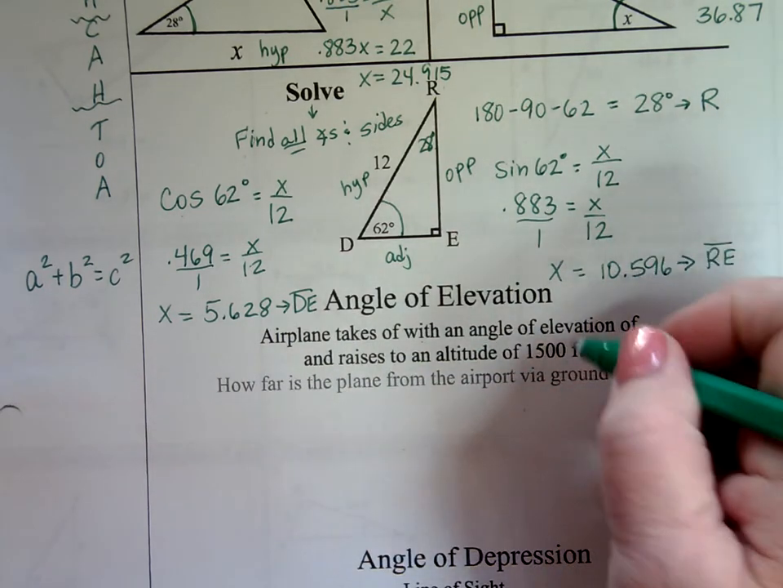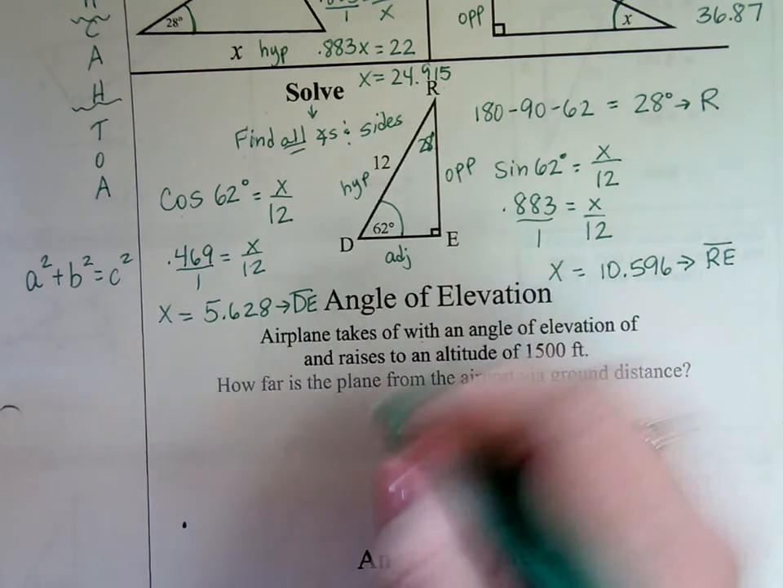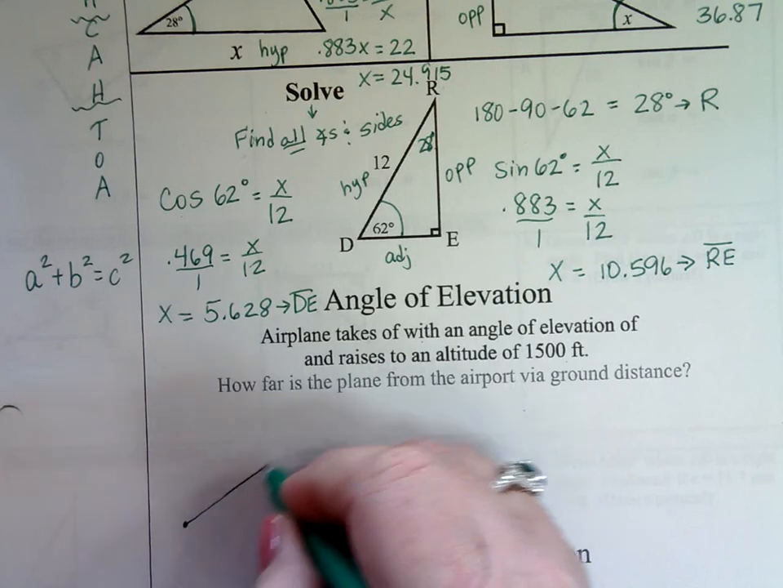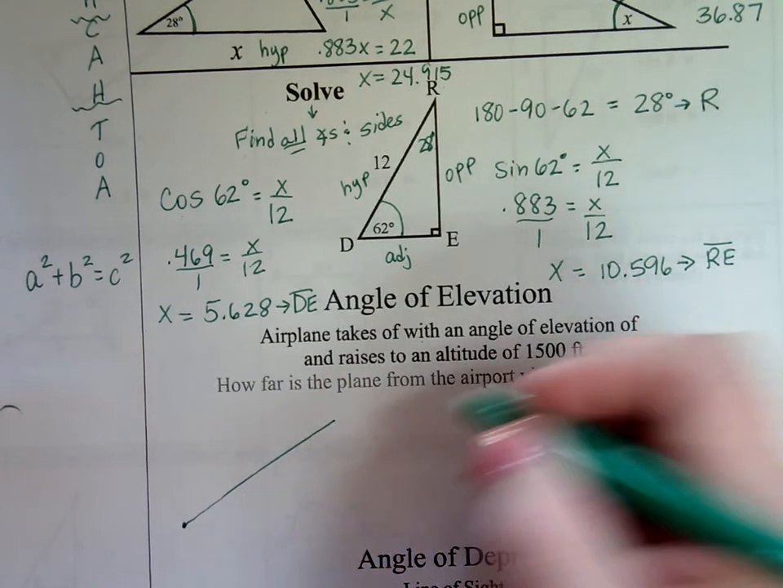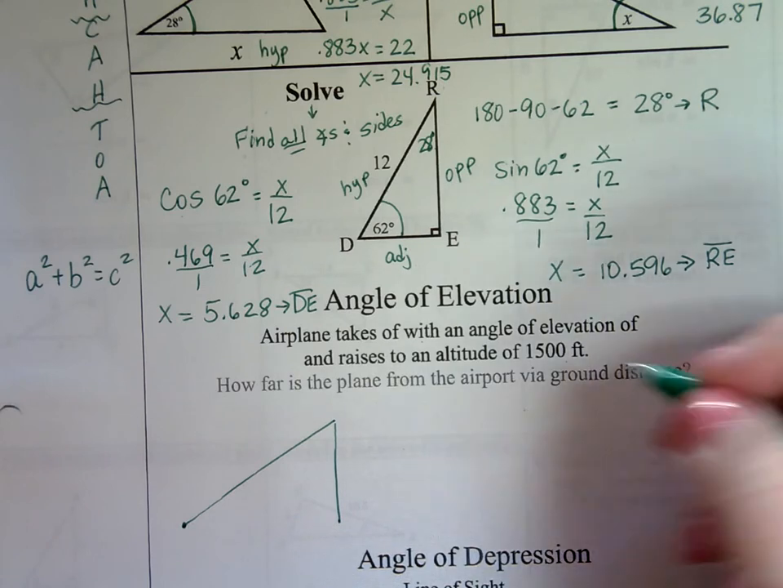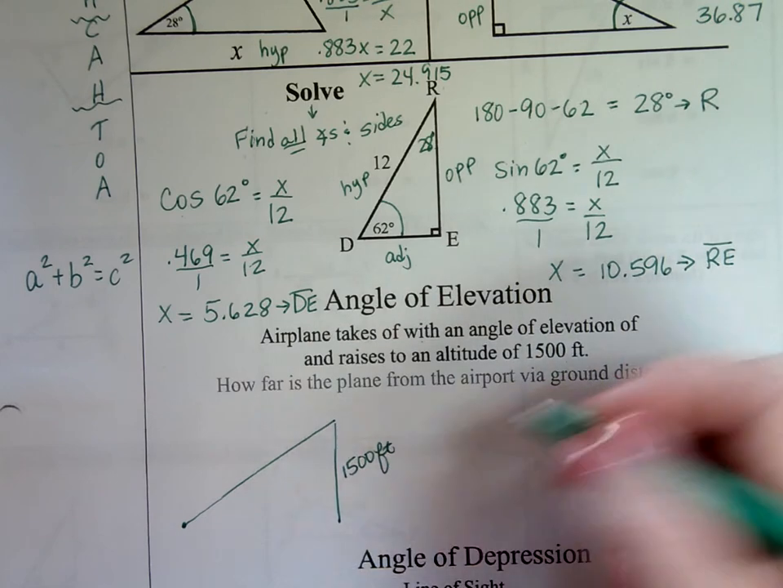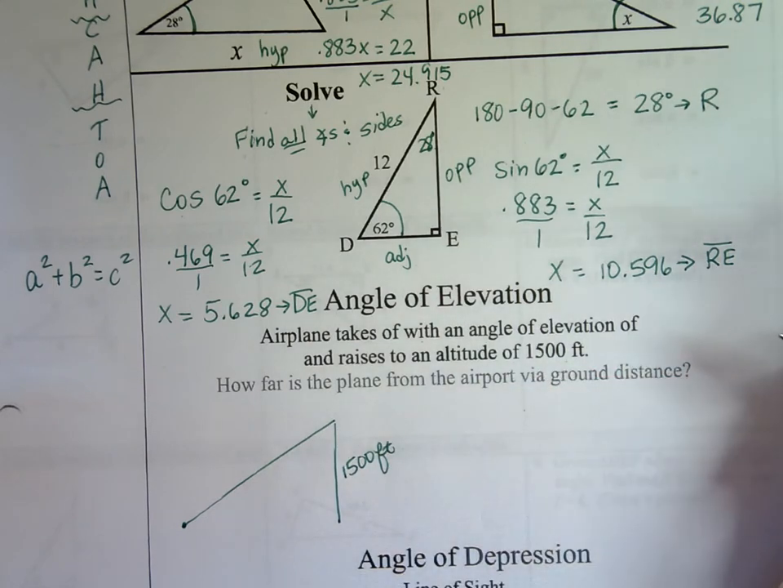If I were to do that, I'm at the ground here, right? The airplane takes off, goes in the air, gets to an altitude, that's the tallness of it, an altitude of 1,500 feet. How far is the plane from the airport via ground distance? So this is where our x is.